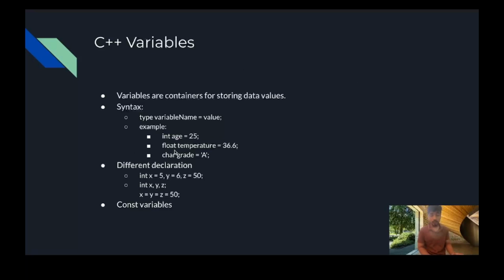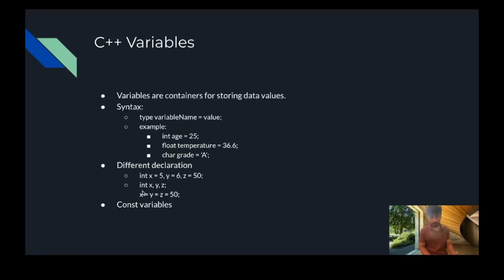Similarly, we can create another type of variable which can store floating point values, floating numbers, and you see, we have added this 36.6. We can have a character variable, in which you can store characters. Now we have seen how we can declare variables. We can create our own custom variables, and there are different types of declarations. Suppose we want to declare multiple variables of the same type, we can declare them in the same line, and we can also specify values in those as well.